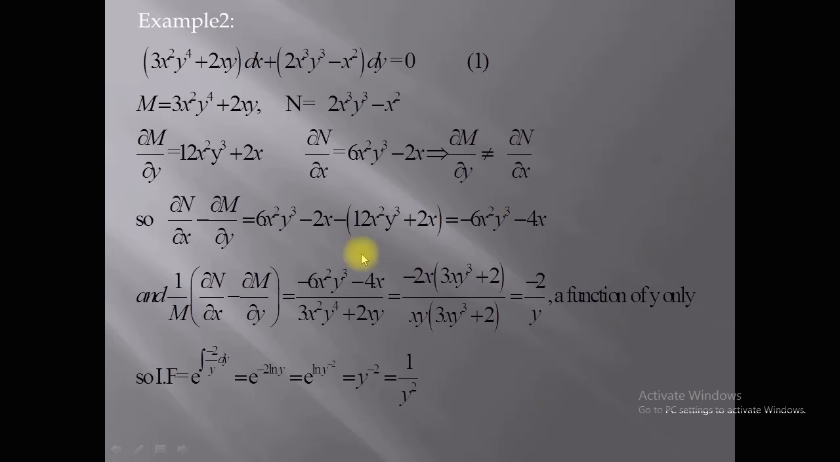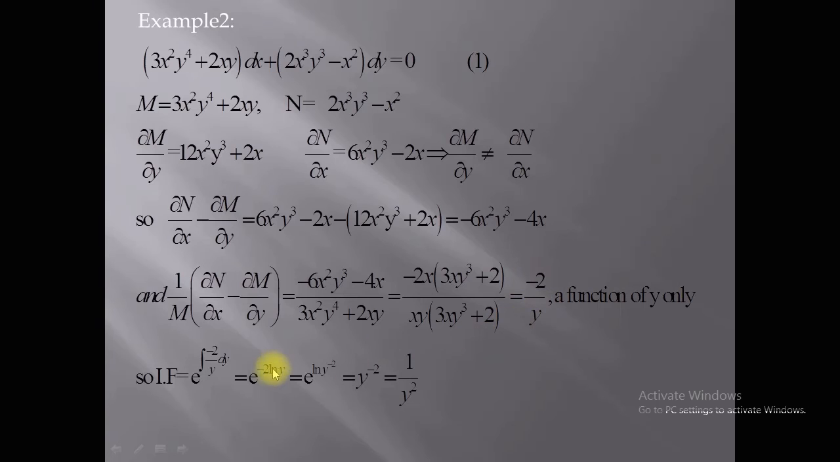Now dividing this result by the M function. This is the M function, and this is the subtraction of partial N by partial x minus partial M by partial y. Now taking common minus 2x from this expression, we get minus 2x into 3xy cube plus 2, and taking common xy from this denominator, we get xy into 3xy cube plus 2. Taking these two same like terms, cancel x and x, we get minus 2 divided by y, and this is only the function of y.